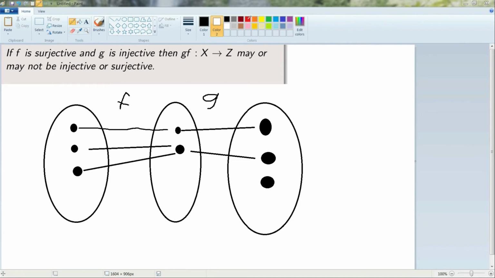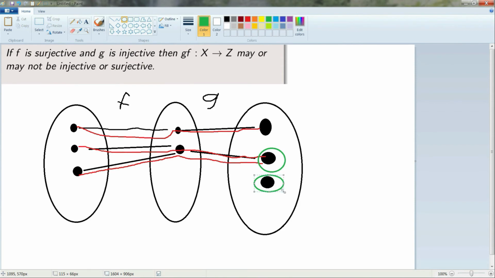So now from here, if I build the composition gf, it would take this element, go through this point, and map it here. It would take this element, go through this point, and map it here. And it would take this element, go through this point, and map it here. So clearly, this point here is a problem, since there's two things that get mapped to it. And this point here is a problem, since nothing maps to it. Thus, it may or may not be injective or surjective.